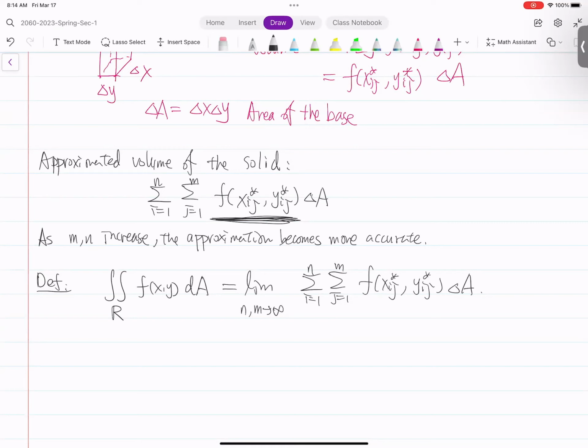And then you can see this is really similar to the single-variable case, especially for the notation. This is a functional value, which is the height. That's going to be f of x, y. And this delta A is representing what? It's representing the area of the base, so it becomes dA. So that's also representing the area of the base. And then the two summations become a double integral symbol. But here we are expressing this as the region R at the bottom.